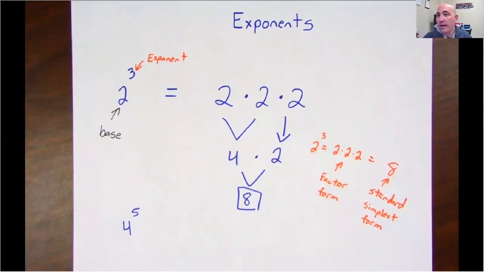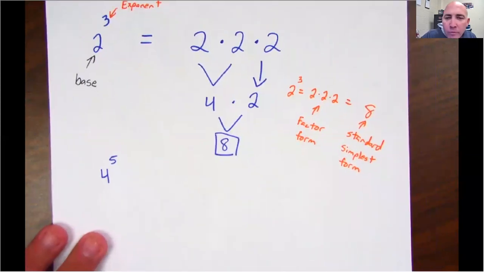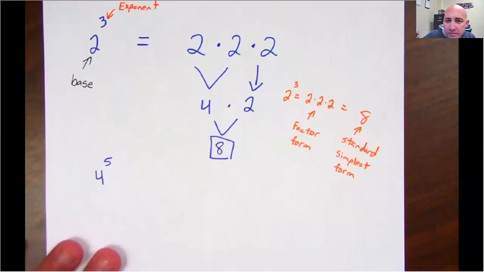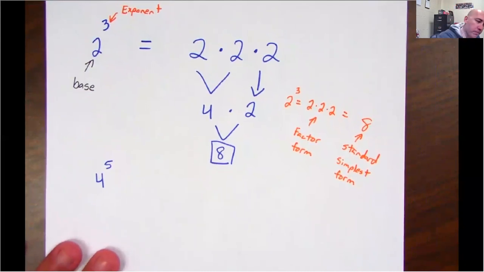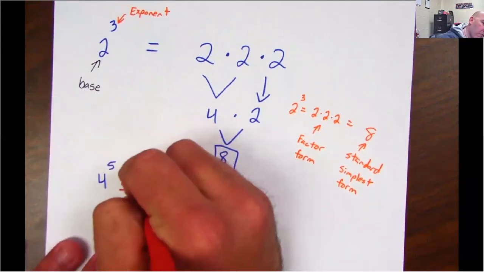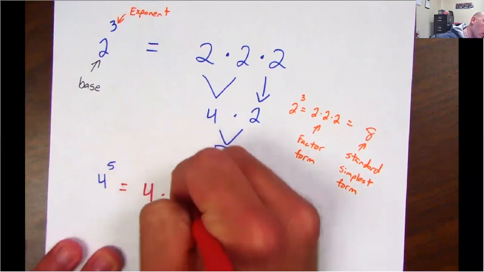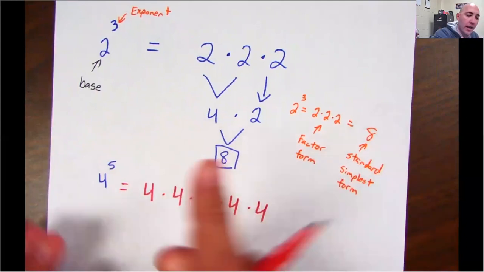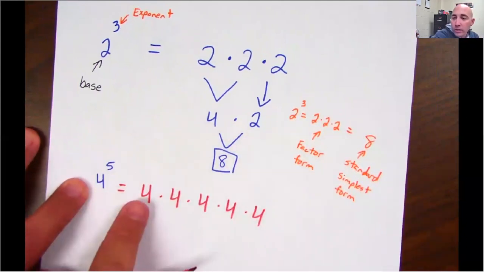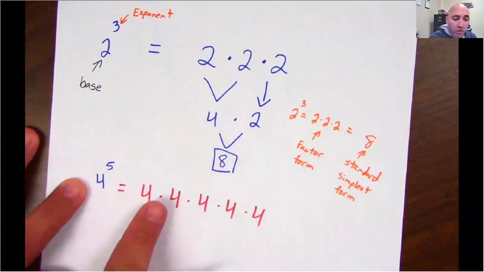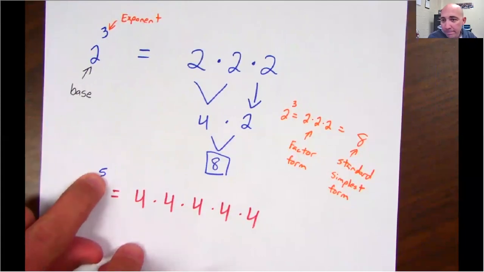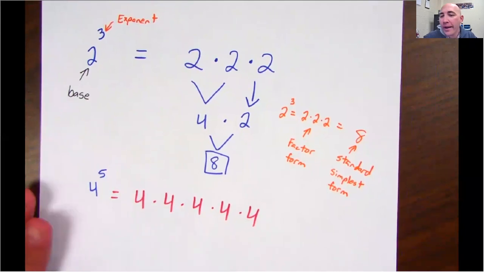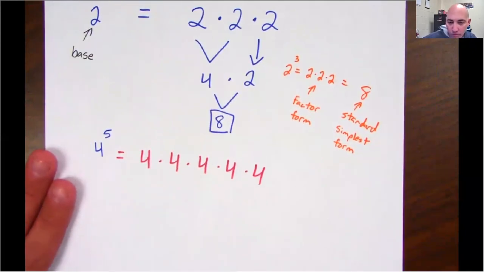That's it. Not bad at all, right? So let's go ahead and check out the next one. The next one is 4 to the power of 5. So how would you write 4 to the power of 5 in factor form? Well, that is 4 times 4 times 4 times 4 times 4. I take my base, which was 4, and I multiply it by itself 5 times. Now I'm going to show you another way of putting this in simplest form.